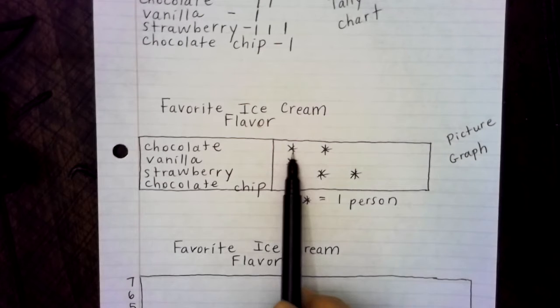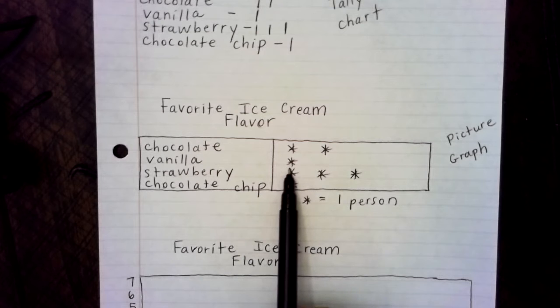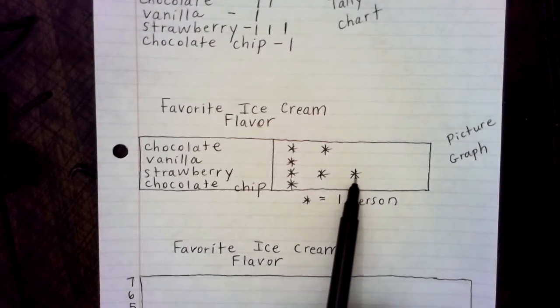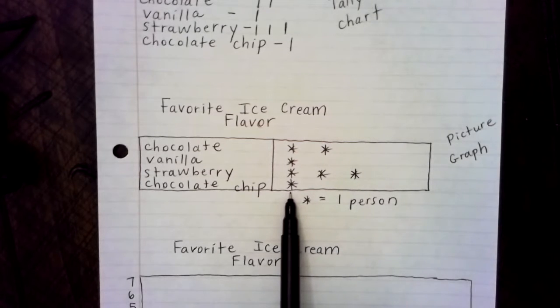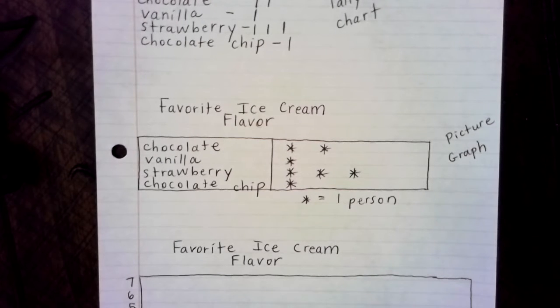Okay, so 2 people, remember, voted for chocolate, dad and brother. 1 person voted for vanilla, that was sister. 3 people voted for strawberry, mom, uncle, and grandma. And 1 person voted for chocolate chip, that was my aunt. So I created that picture graph to show that information. And then I can use that information to also create a bar graph.